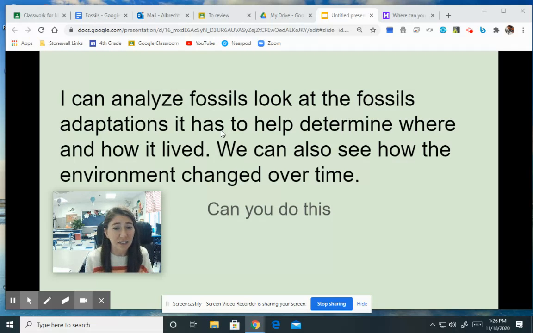We can also see how the environment changed over time. So for example, if that fossil that looks kind of like a fish that I've seen before is found in my backyard, I can infer that my backyard used to be a water environment. Well, I'll tell you right now, my backyard is not a water environment. So over time, the landscape has changed. Today, we're going to be watching a video and answering some discussion questions that go along with those I can statements. Before we start, though, I want to go over a couple of terms that you might hear throughout the course of the fossils unit.